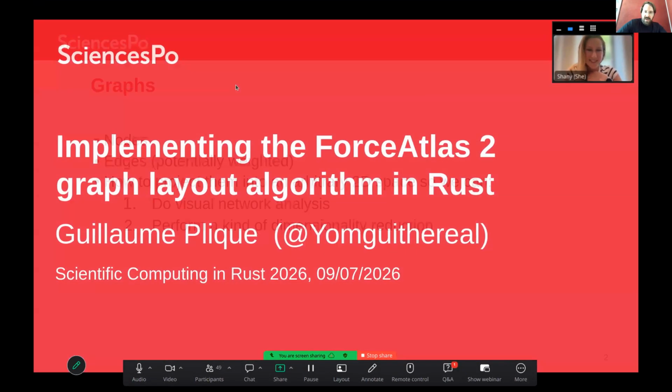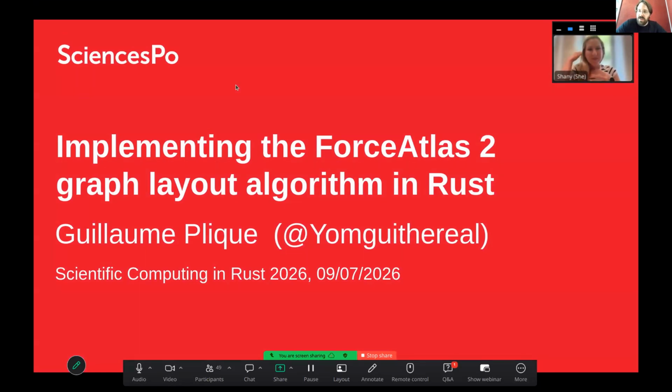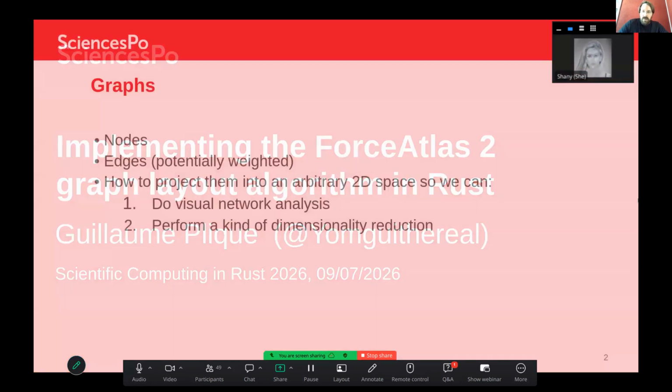So I'm Guillaume Plique. I'm a research engineer working in a social sciences lab in Sciences Po in Paris. And I'm going to speak about implementing the ForceAtlas2 graph layout algorithm in the Rust developer language.